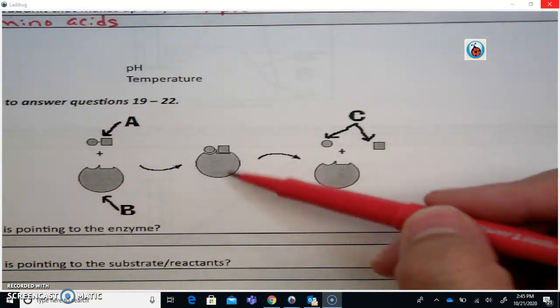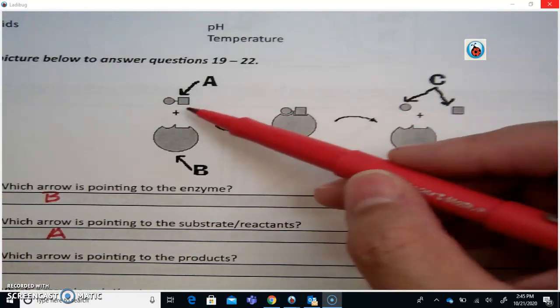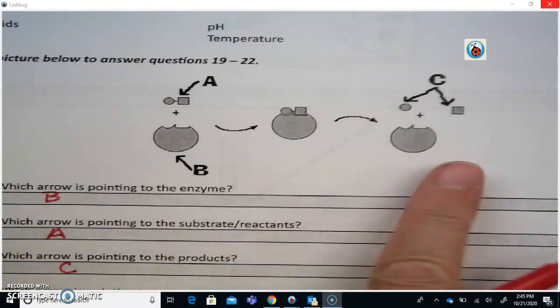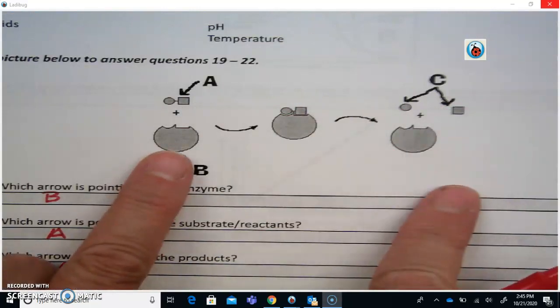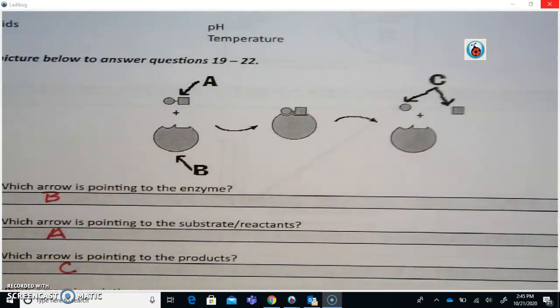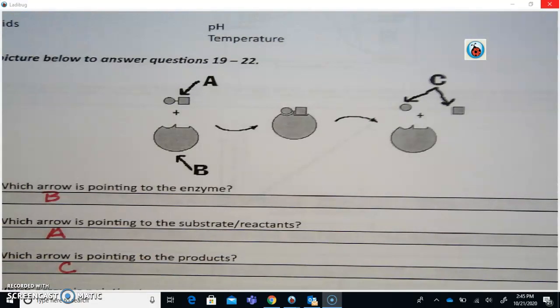So of course the enzyme and the substrate are going to come together, and then the substrate or the reactants are going to form products, which is C. And notice that the enzyme before the reaction and the enzyme after the reaction is unchanged. So number 22, which arrow is pointing to a structure that remains unchanged and is reusable? Remember, enzymes are reusable. That's one of the properties of enzymes. And that's going to be B.